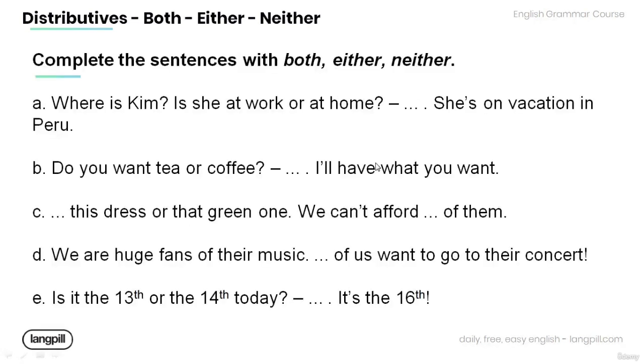And now it's time for you to practice on your own. Read the following sentences and complete them with both, either, or neither. A. Where is Kim? Is she at work or at home? She's on vacation in Peru. B. Do you want tea or coffee? I'll have what you want.